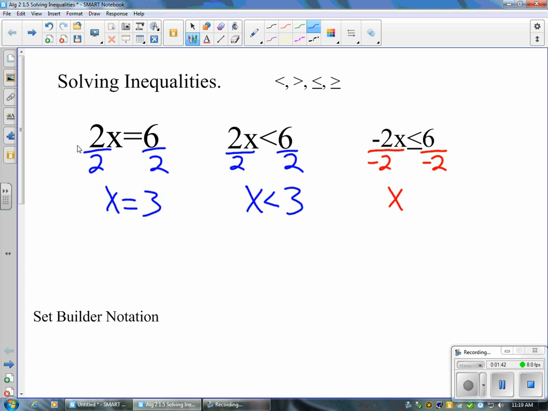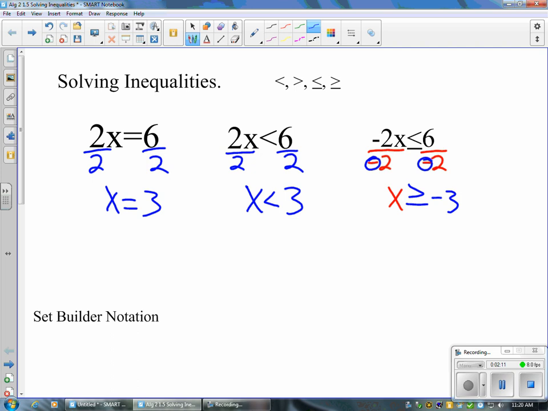But what happens is this sign, this less than sign, changes to a greater sign, and only because it has this negative 2 on the bottom, on both sides. So if you divide by a negative value, it switches the sign. So 6 divided by negative 2 is a negative 3. So if you're multiplying times a negative, if you're dividing by a negative, make sure you flip the sign.